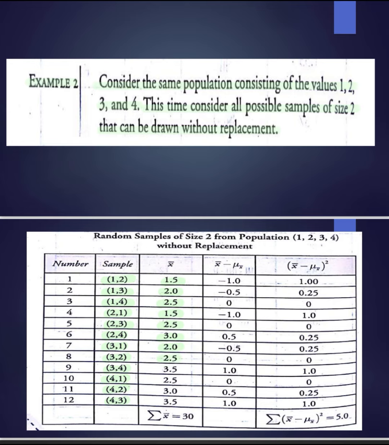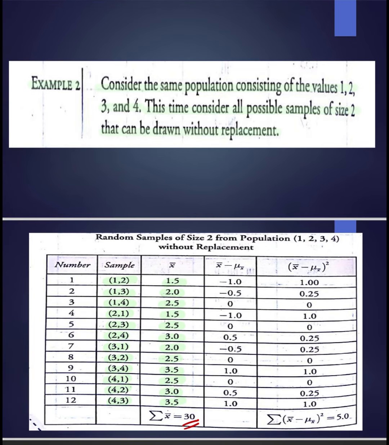3 plus 4 divided by 2 is 3.5. 4 plus 1 divided by 2 is 2.5. 4 plus 2 divided by 2 is 3.0. And 4 plus 3 divided by 2 is 3.5. Okay, let's determine now the summation of all the sample means. When we add all the sample means, the result is 30. And this 30 is the summation of the sample means.